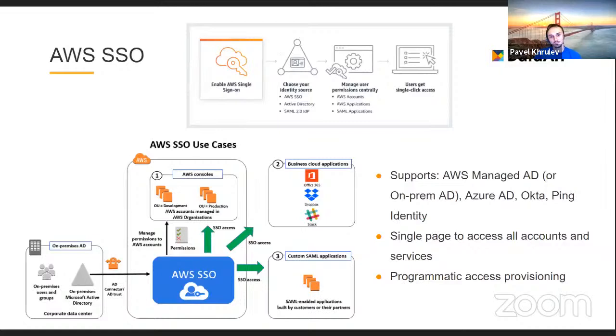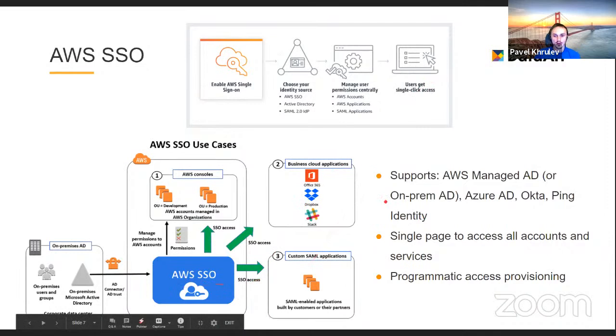You can just integrate some identity source, and you can log in to any account in your AWS environment you have access to. And also, you can log into business cloud applications or actually any SAML application. For example, you can install Jenkins in your AWS environment, and then create SAML federation to your AWS SSO, and you can log into Jenkins through your AWS SSO page.